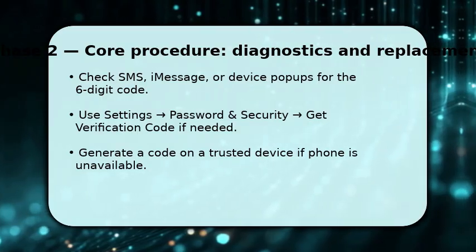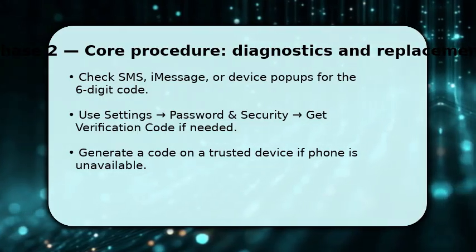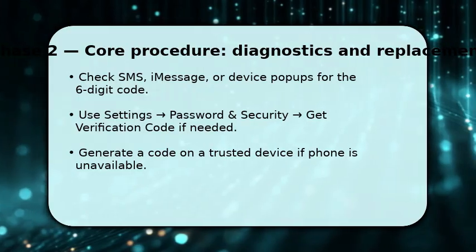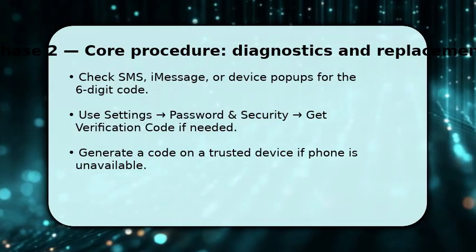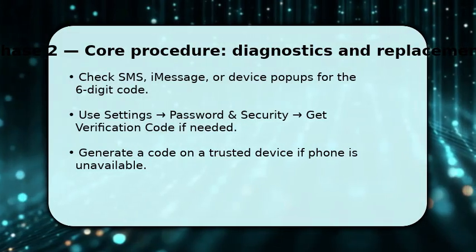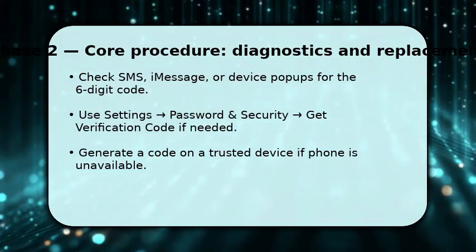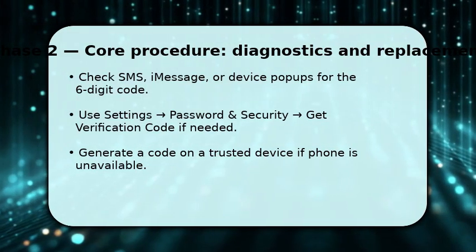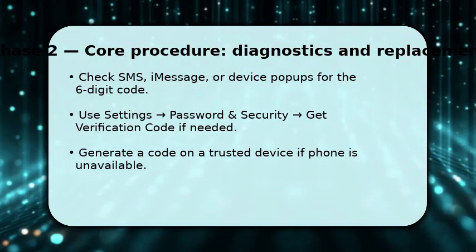Check all channels. If nothing appears, go back to Settings, Password and Security and tap Get Verification Code. This forces generation locally. Alternatively, sign into iCloud.com and send a code that way, or open a trusted device and follow the prompt to show the code.